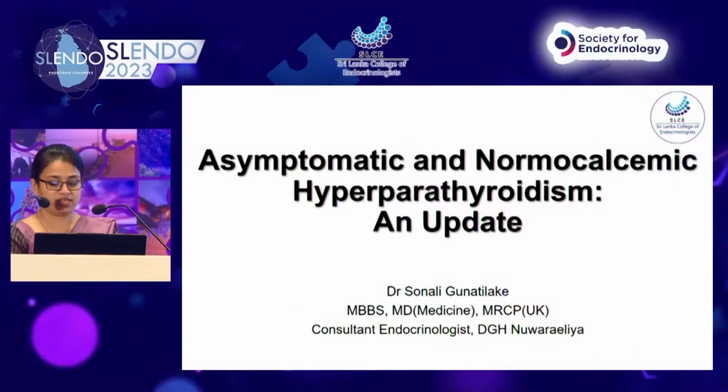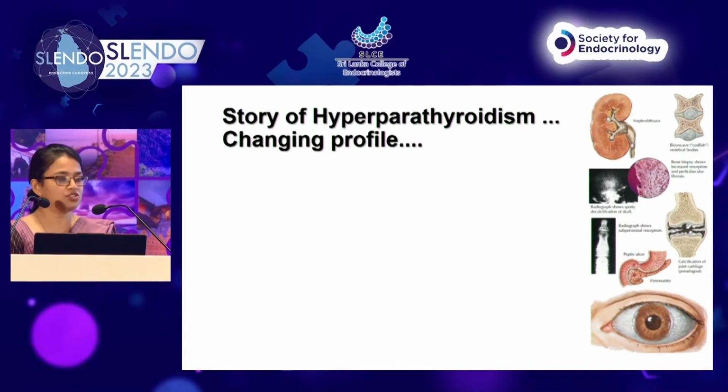So today my topic is asymptomatic and normocalcemic hyperparathyroidism, an update. What is the story of hyperparathyroidism? It's a changing profile, and as we all know, hyperparathyroidism is associated with symptoms like renal involvement, nephrolithiasis, nephrocalcinosis, hypercalciuria, and when we take bones, osteoporosis, fractures, and metastatic calcifications, peptic ulcer disease, and so on and so forth.